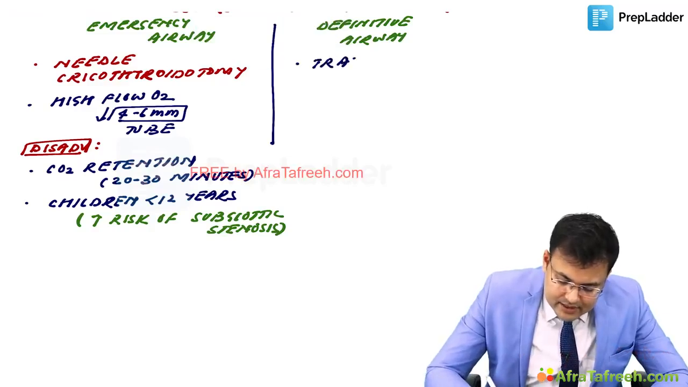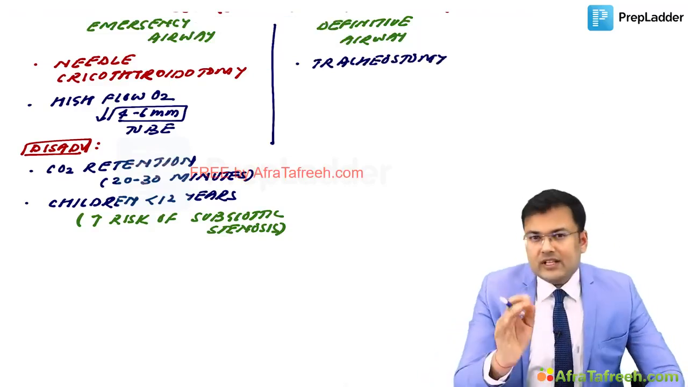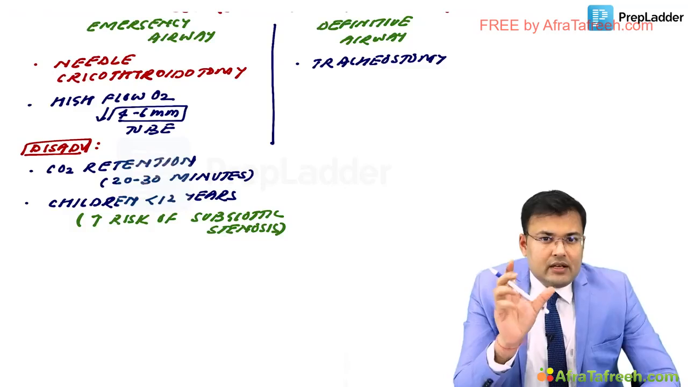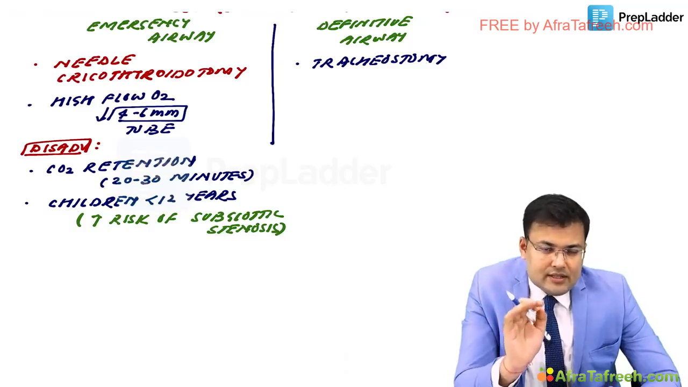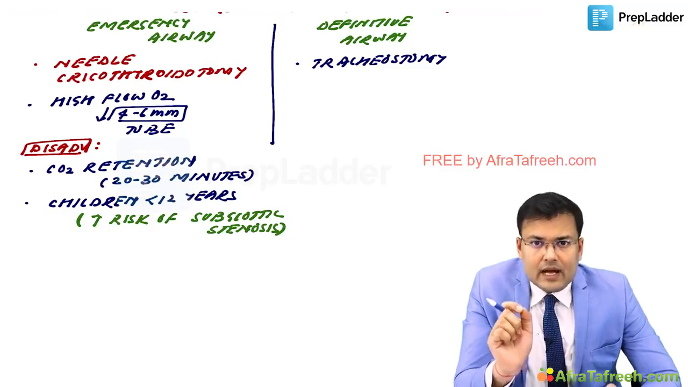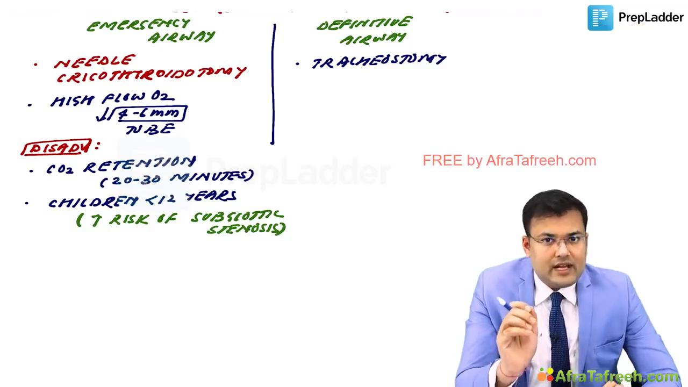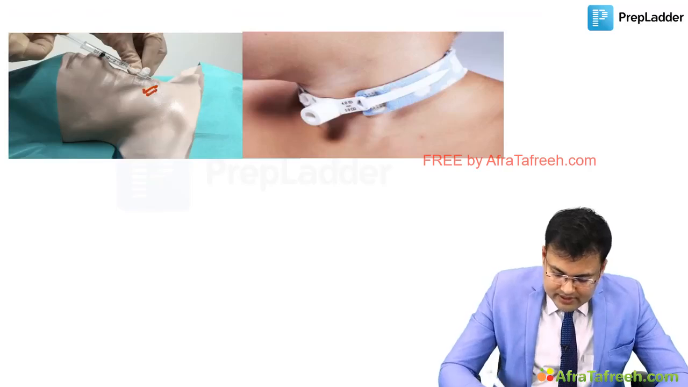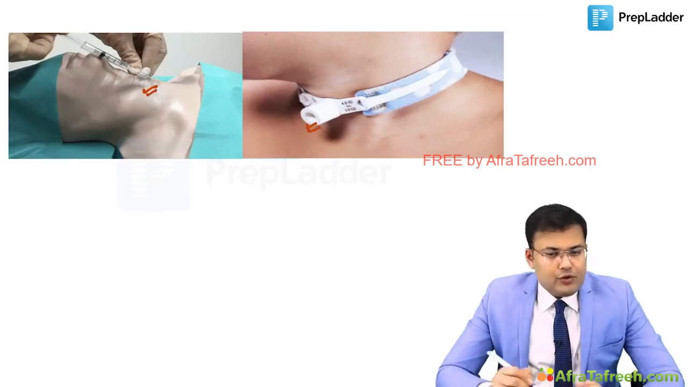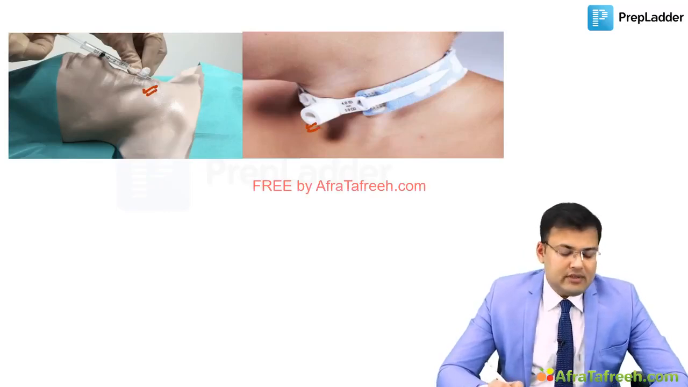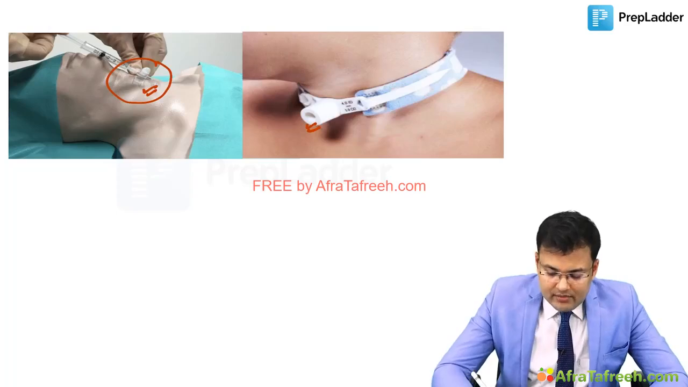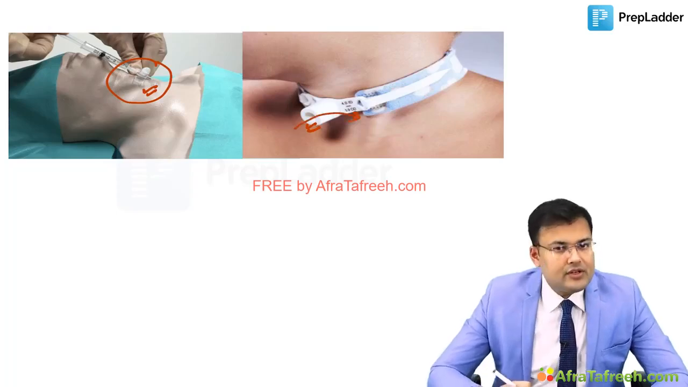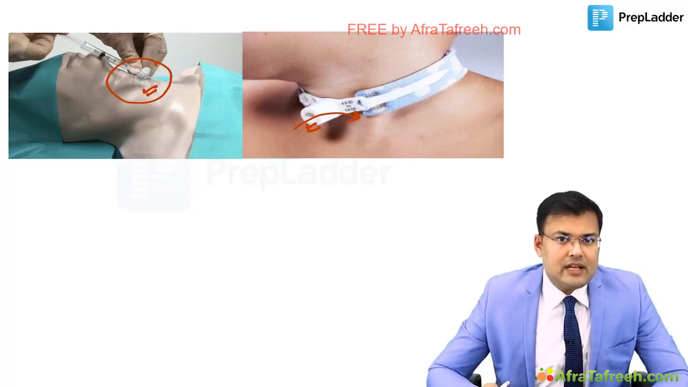So what is the definitive airway? This is tracheostomy. Right? Nowadays image based questions are asked. They will give you the image and ask you to identify whether this is tracheostomy or needle cricothyroidotomy. So see how it looks. Now see these two images. Can you tell me which one is needle cricothyroidotomy and which one is tracheostomy? This one is the needle cricothyroidotomy, and here you can see there is insertion of a tracheostomy tube. So this is the tracheostomy.